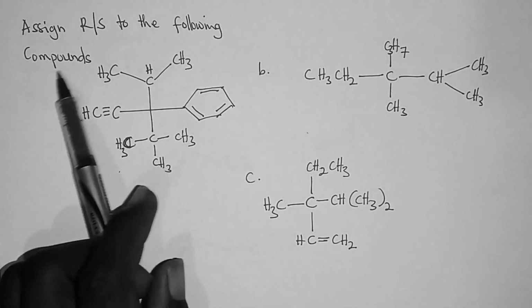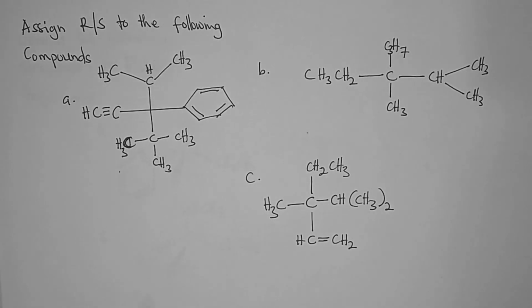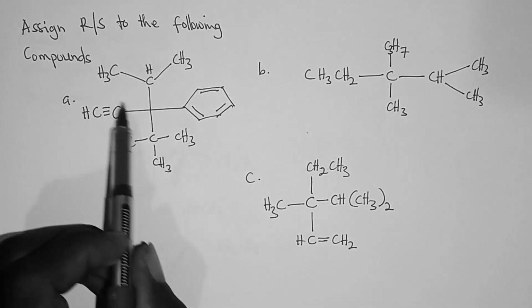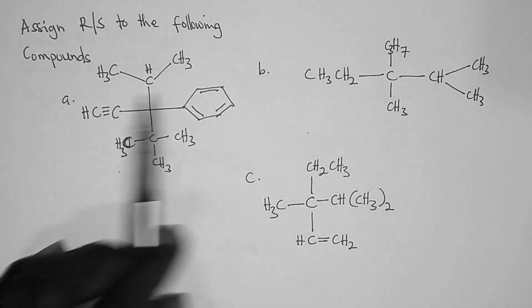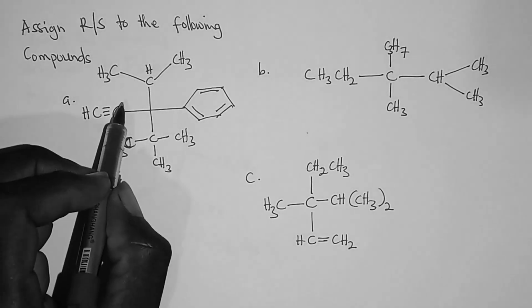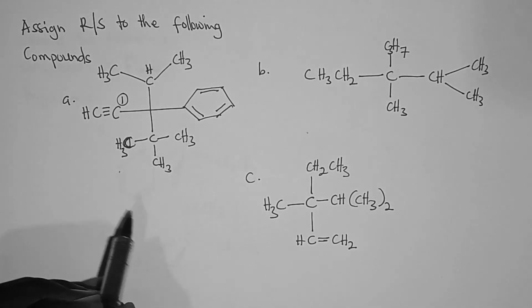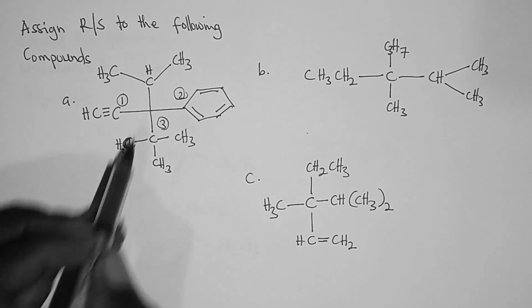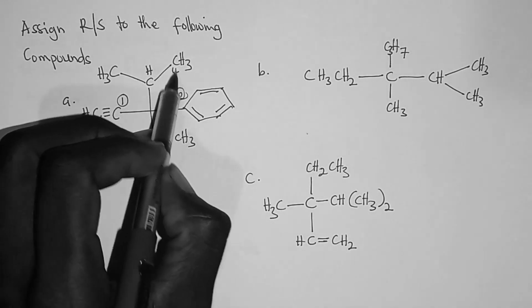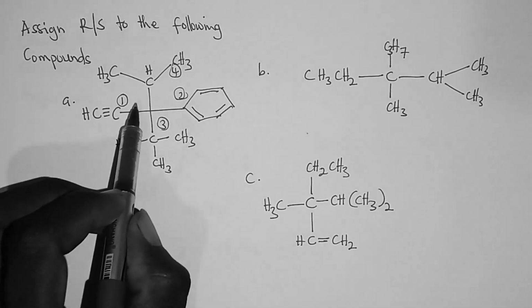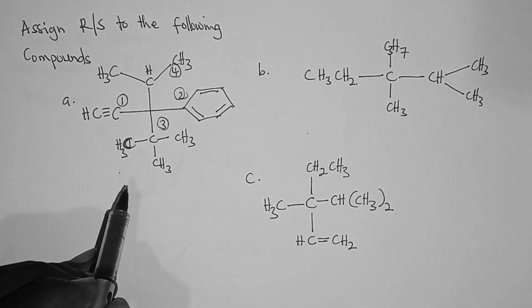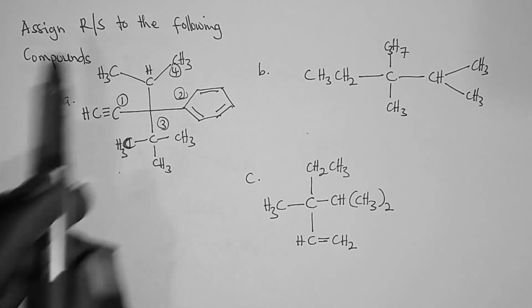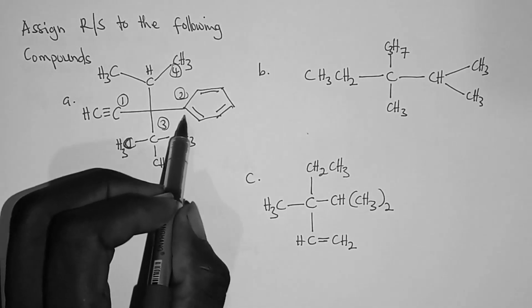So assign R and S to the following compounds. You can see that this is a Fischer projection. So this is a triple bond. We give precedence to a triple bond over a double bond. Therefore, this is 1, and then this is 2, then this is 3, and then this is 4. So this is 1, 2, 3. It is an R, because the lowest priority group 4 is pointing away from us. So this is an R.